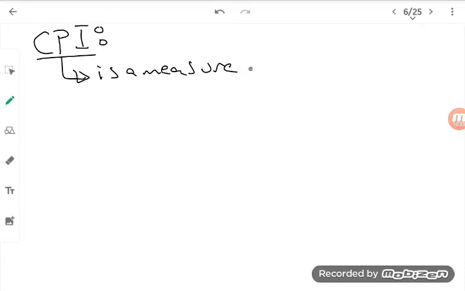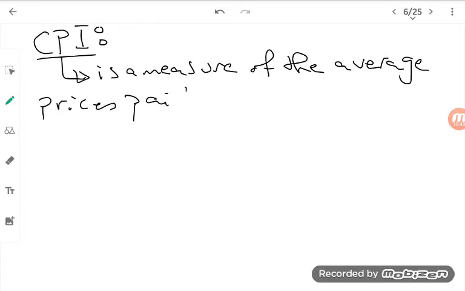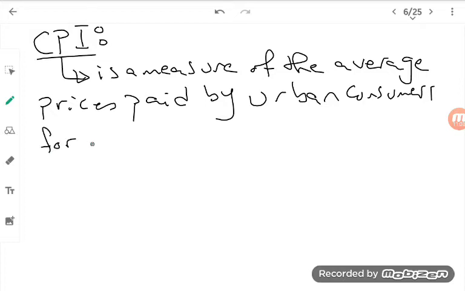CPI, or Consumer Price Index, is a measure of the average prices paid by urban consumers for a fixed basket of goods and services.